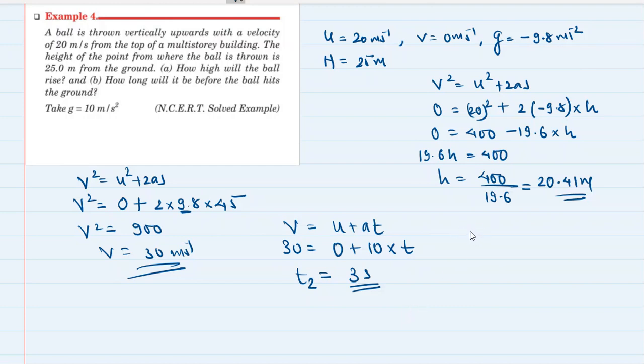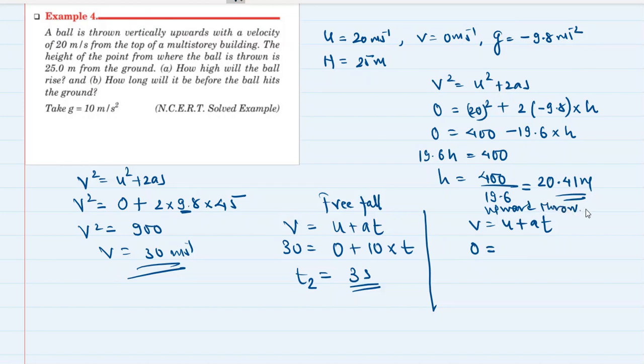So we can use this formula: v is equal to u plus at. With what speed was it thrown? 20 meters per second. So v is equal to u plus at. See, final velocity is 0. This is the case, this is free fall, okay? Free fall. And this is the case before that, that is upward throw.